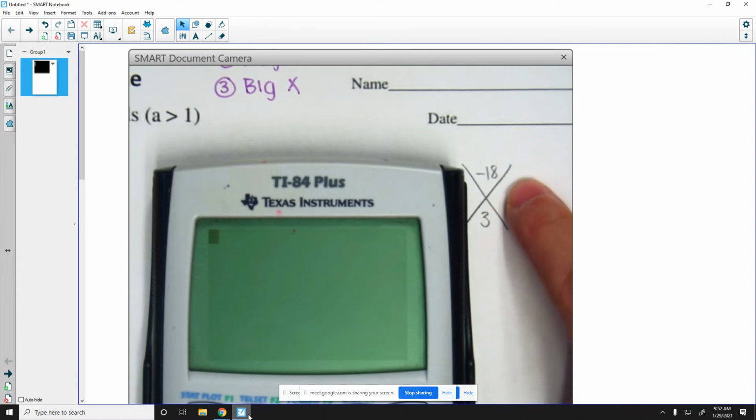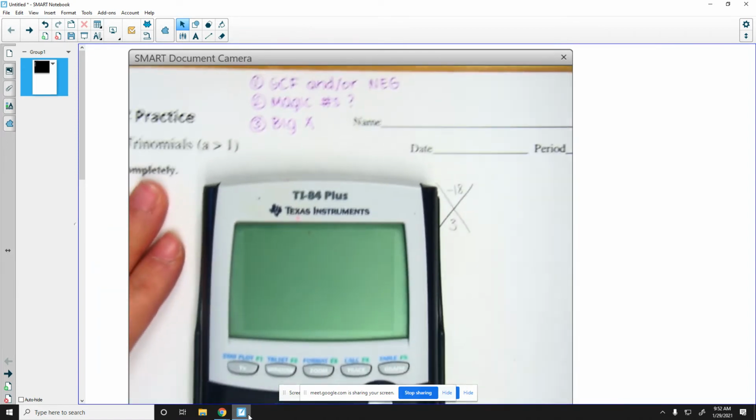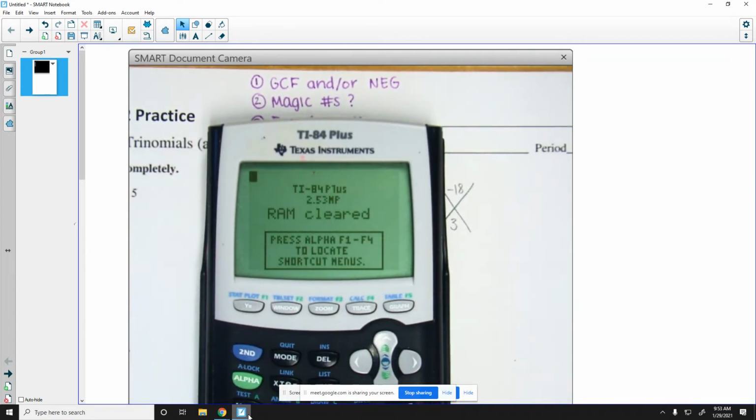What times what equals 18? What times what equals 25? What times what equals 5,000? Whatever. So take out your calculator, okay? Let's clear the memory just so that nothing is messed up with it. So second plus 7, 1, 2.